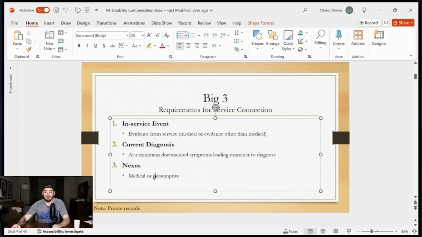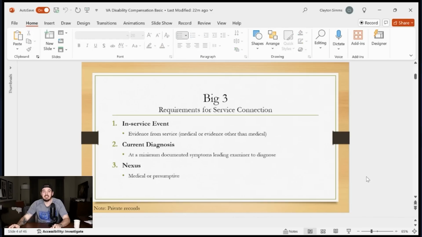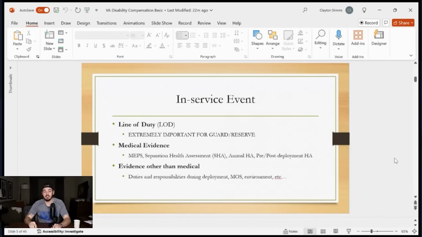medical. For presumptives, and we'll talk about presumptives here, the VA concedes the Nexus, saying, hey, if you were here and you have this diagnosis, or if you meet this criteria and you have this chronic diagnosis, we will award you service connection. That's the beauty of presumptive conditions.